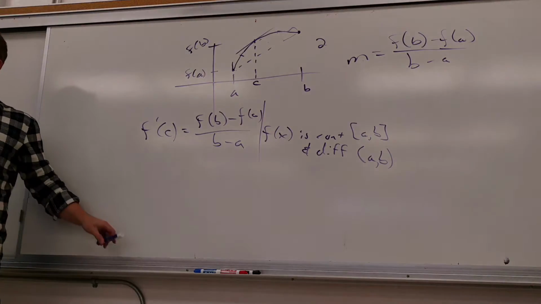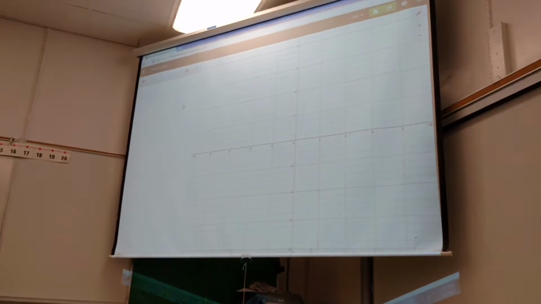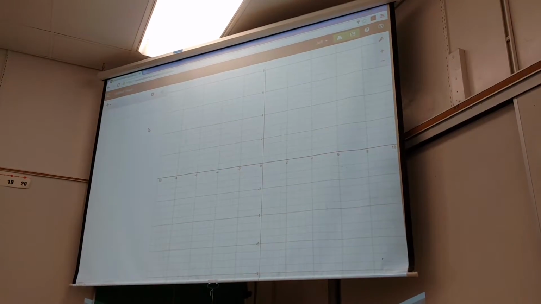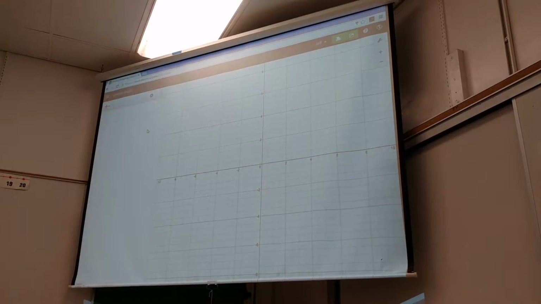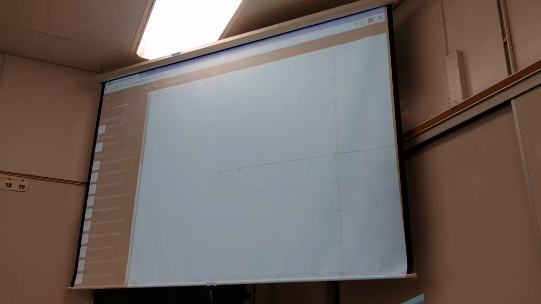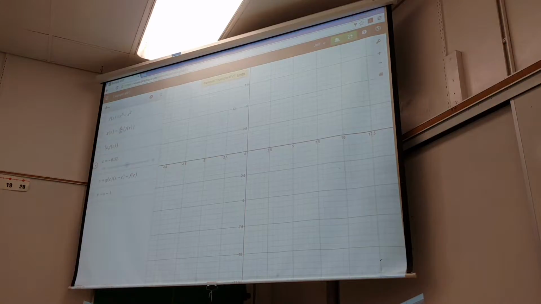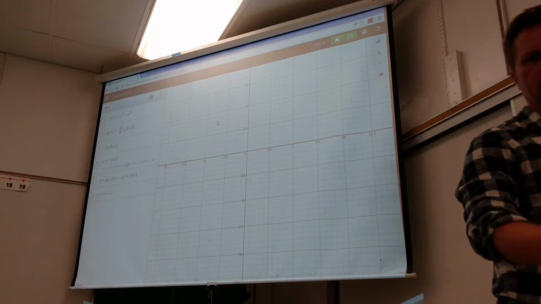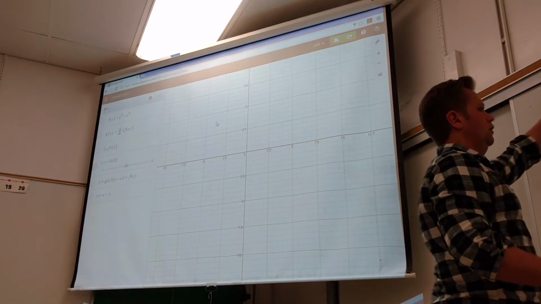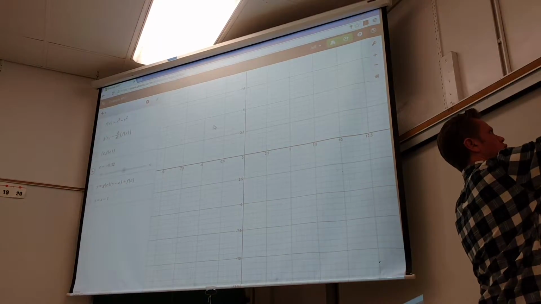All right, so let me give you a visual of this. So there's my function I'm going to work with. I'm going to work with this function x cubed minus x squared. Can somebody tell me something about x cubed minus x squared?